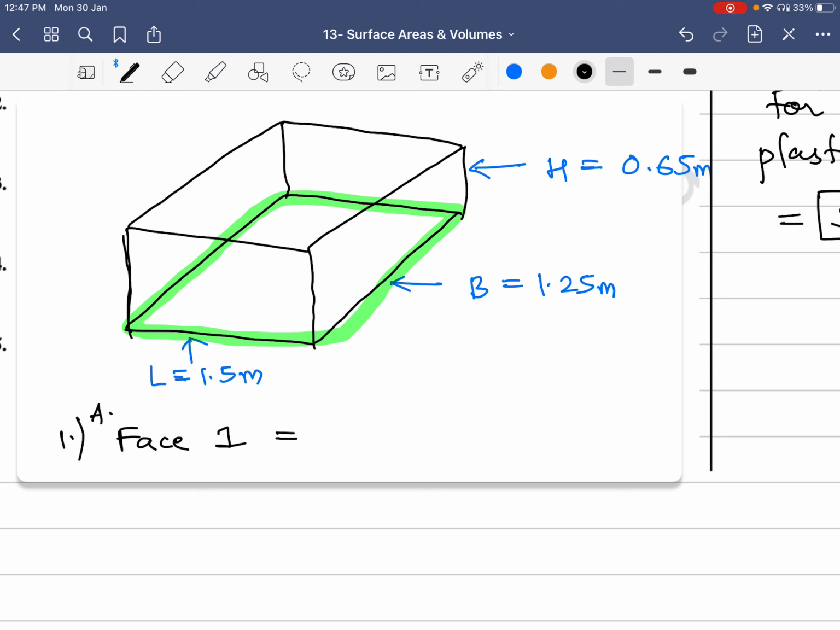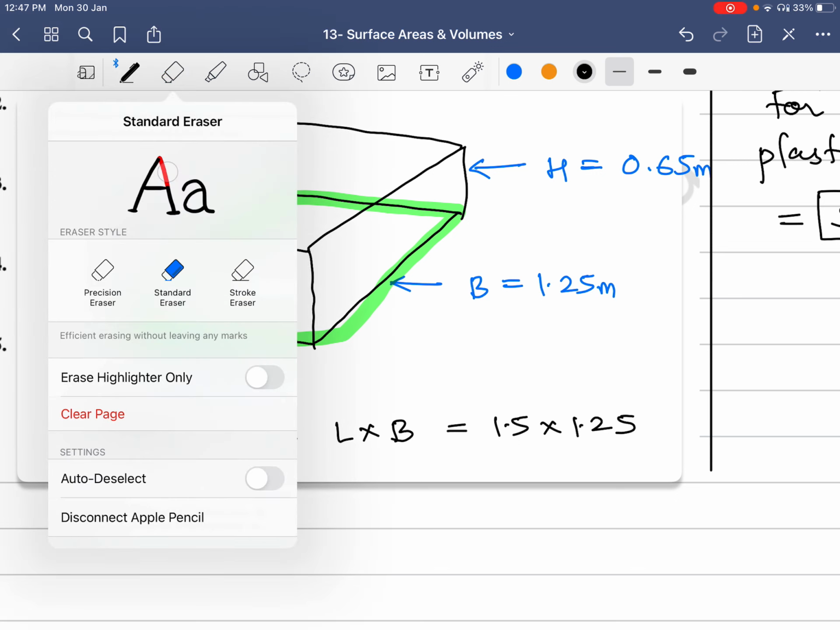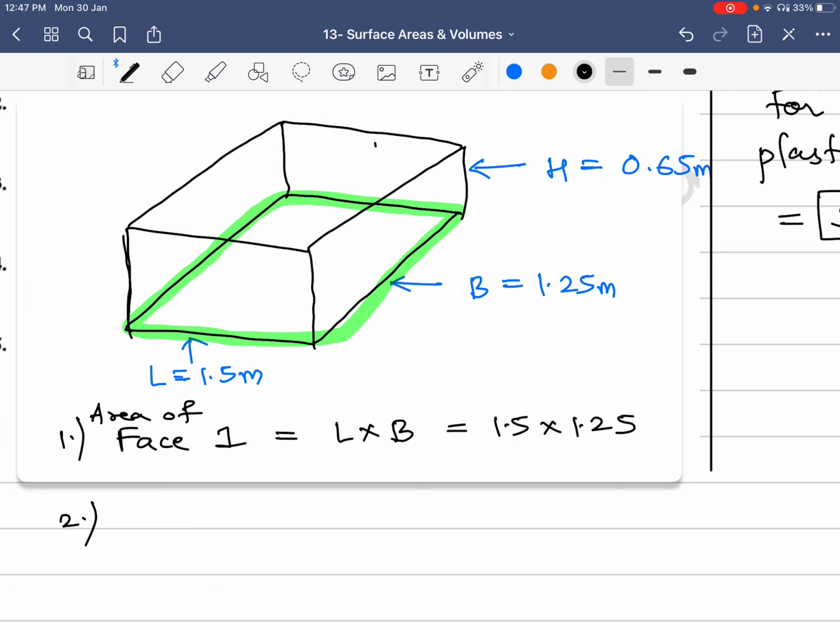So let's write the area. Area of face one is equal to length into breadth. Okay, that is equal to 1.5 into 1.25. Okay, now let's come to the second point. Now before that, let's get rid of this highlighted face.